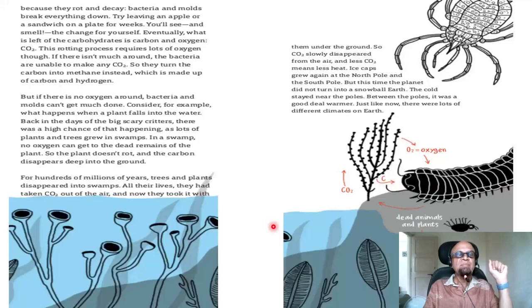Try leaving an apple or a sandwich out for weeks. You will see and smell the change for yourself. You can also feel it when people eat, and that word we used before, fart. Eventually what is left of the carbohydrates is carbon and oxygen. So we synthesize it into organic matter, we consume it and split it back into inorganic matter like carbon and oxygen, or CO2. This rotting process requires lots of oxygen, though.